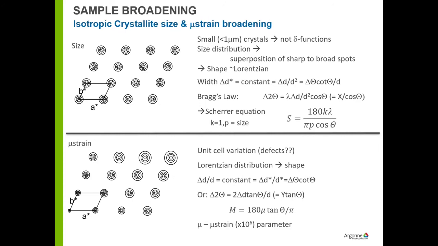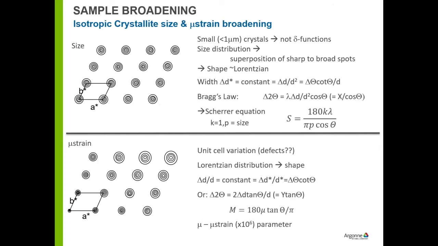And if you push your way through Bragg's law and a bunch of other stuff, you'll wind up eventually with the Scherrer equation, which is given here. This is the S, which depends on the reciprocal of the particle size, that's P, and 1 over cosine theta.